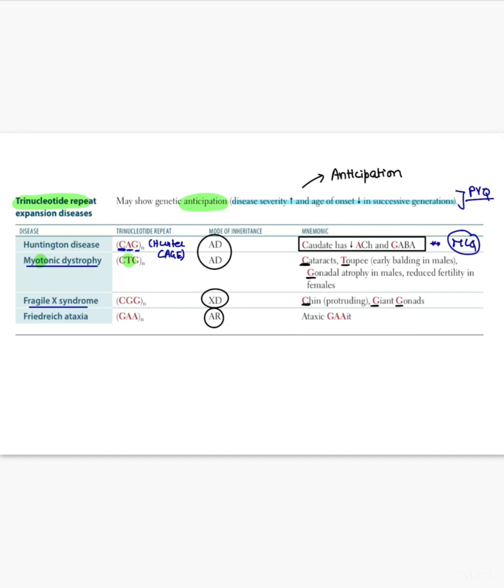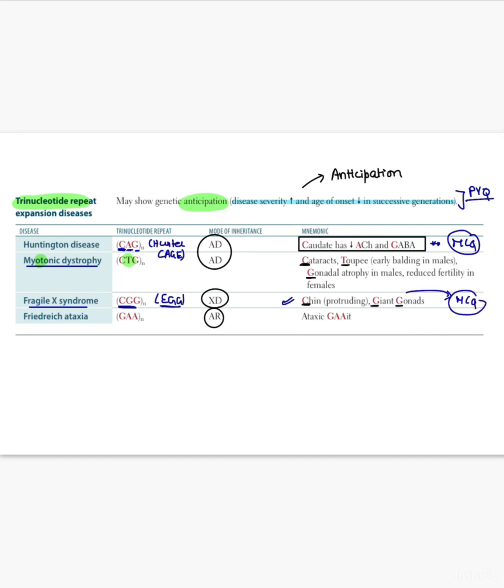Then fragile X syndrome, guys. We know eggs are so fragile, an egg can break anytime. EGG, that is CGG, guys, fragile X syndrome. And here you have chin protruding, C you can remember, and GG, that is giant gonads. Again an MCQ that may be tested upon.